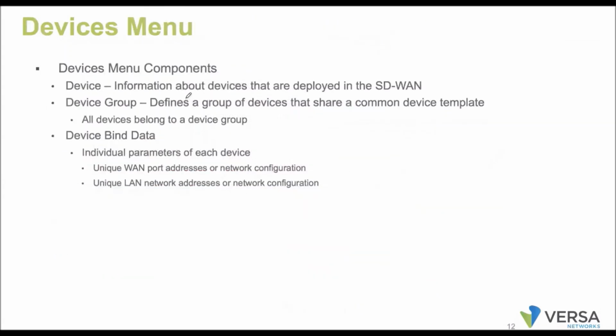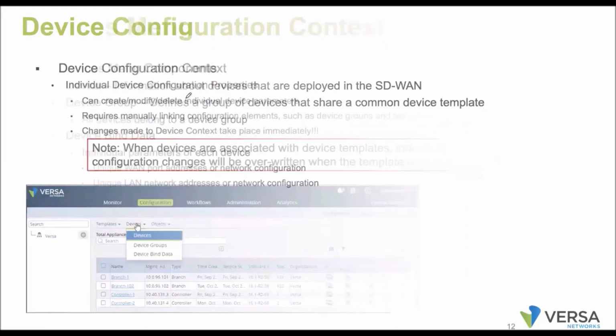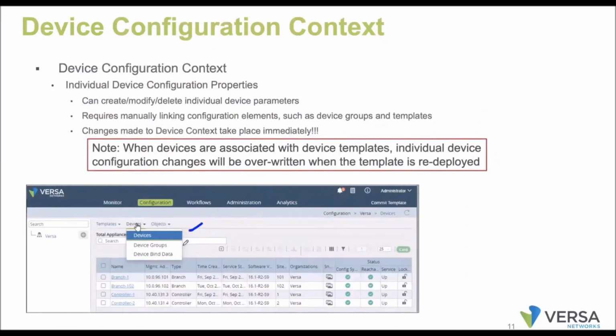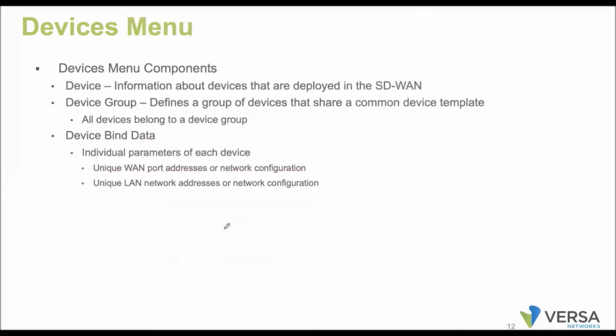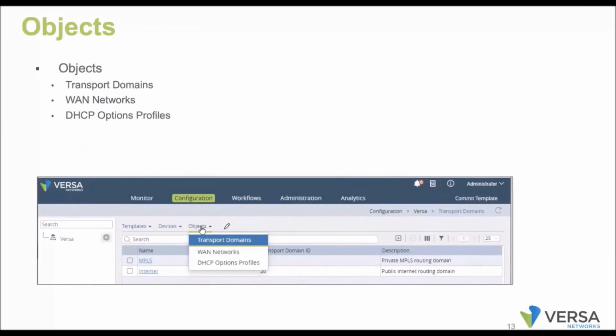So just hold on. In the next topic we'll be talking about that. The devices menu as well: we've got devices, device groups, and device bind data. So these 3 components are individual components. Under the objects, you've got the transport domains, which is very important, so we are going to talk about that. Then what all the WAN circuits we have, and what the DHCP options are. We are going to have it as a part of objects. This is again available as a part of the configuration tab, so we are going to talk about all these 3 options.